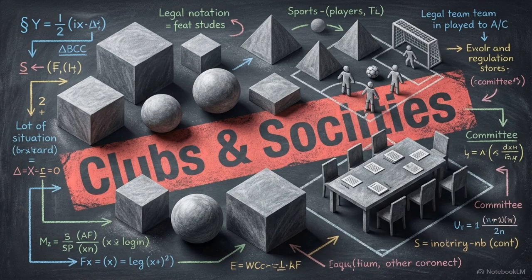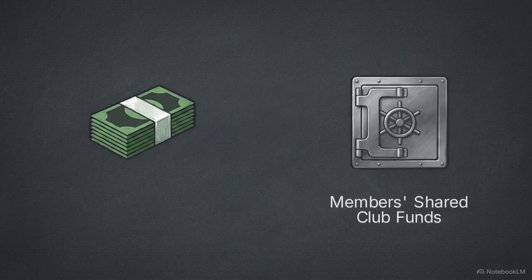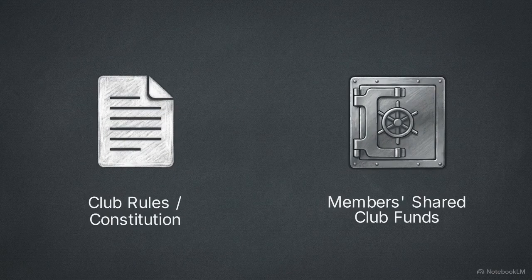Finally, we must address gifts to unincorporated associations, local clubs, or political parties that lack the legal personality to own property in their own name. Courts rescue these gifts using the Re Recher construction. Instead of treating the gift as a purpose trust, the court interprets it as a direct accretion to the members' shared club funds to be used in accordance with their internal rules.